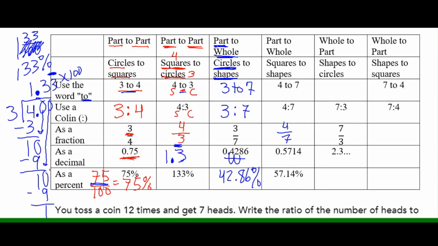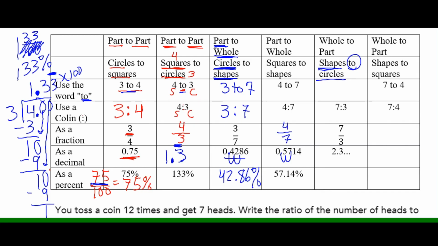And we already have it as a fraction, as a decimal, and as a percent. Notice that the difference between the percent and the decimal is just moving the decimal point 2 times to the right. All right, then we have whole to part. So that means the whole will go first and then the part will go second. So this is the total number of shapes, to the total number of squares.